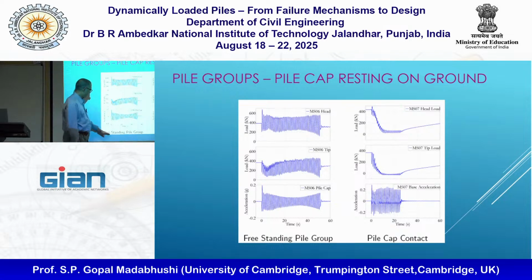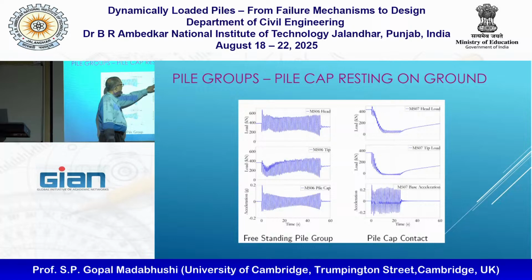In the freestanding pile, I'm starting at about 400 kilonewtons before the earthquake. Then it changes, and after the earthquake, I'm ending up with slightly lower values. Same at the top of the pile as well as the tip of the pile. When the pile cap is in contact, it starts with pretty much the same numbers and it is dropping all the way to 0, both at the top of the pile and at the bottom of the pile, and then it tries to recover.